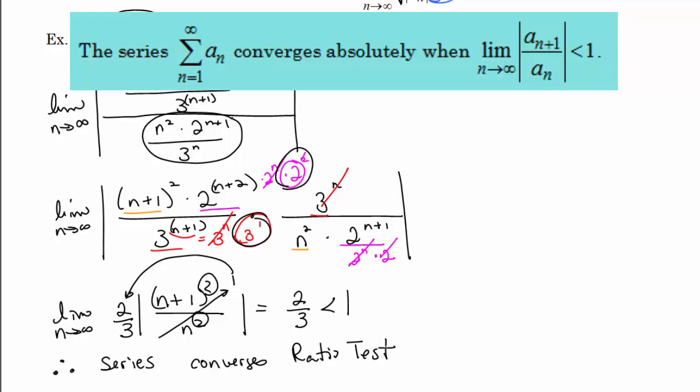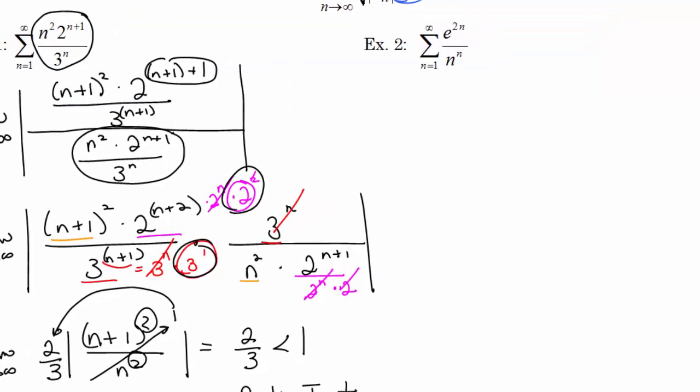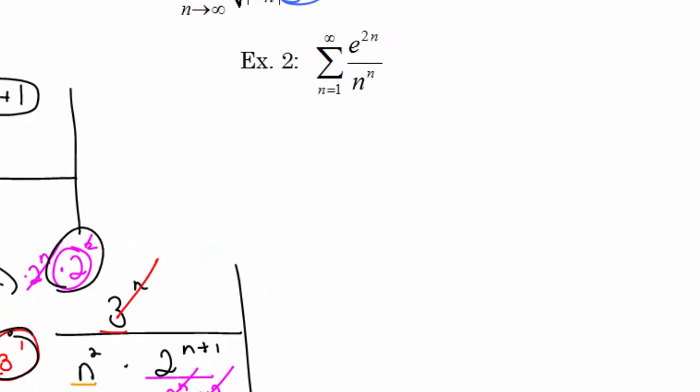In fact, because I took the absolute value, I can even say it converges absolutely by the ratio test. All right, let's look at number 2. Do I have everything raised to the nth power?